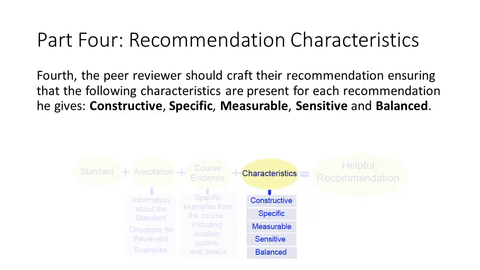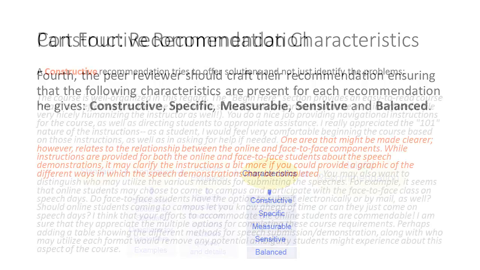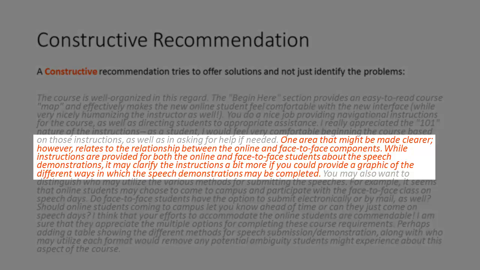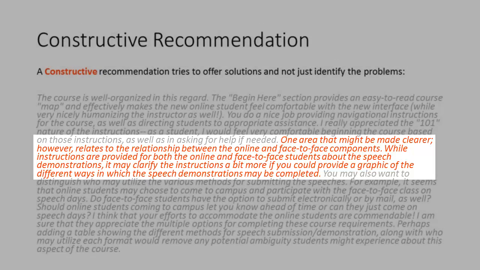Then, in the fourth step of crafting a helpful QM recommendation, the peer reviewer will offer recommendations using 5 characteristics: constructive, specific, measurable, sensitive, and balanced recommendations. A constructive criticism tries to offer solutions and not just identify the problem. The red text indicates an example of a constructive recommendation offered by the peer reviewer.